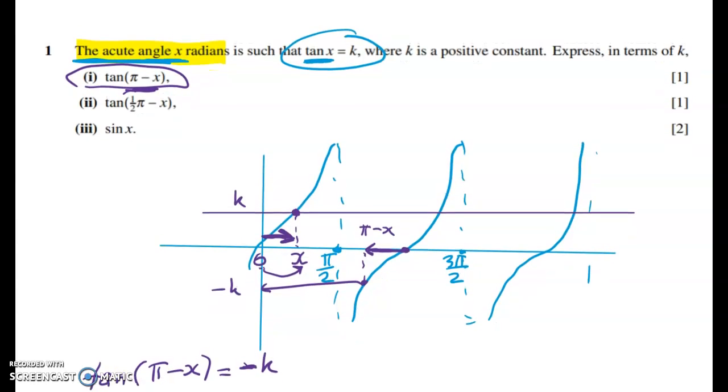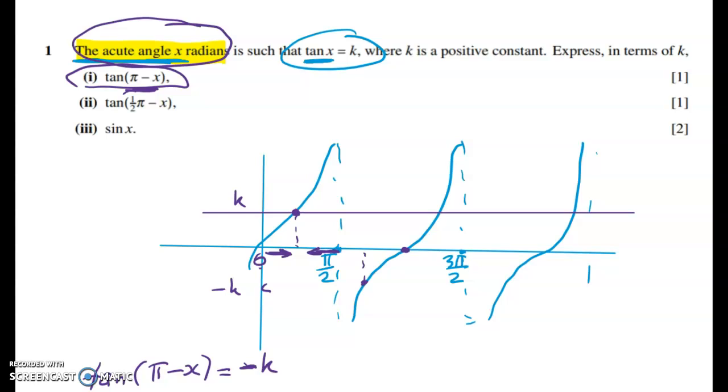Now the next question we look at and we go, oh, maybe I can do it the same way. So let's clean up some of this. We're now looking for tan of pi on 2 minus x, or 90 degrees minus x. But the problem is we haven't got any nice graph symmetry that we can use to go from here. This is from here to x. But from pi on 2 back x doesn't get me anywhere similar. The clue is in this. The acute angle x is such that tan x equals k.